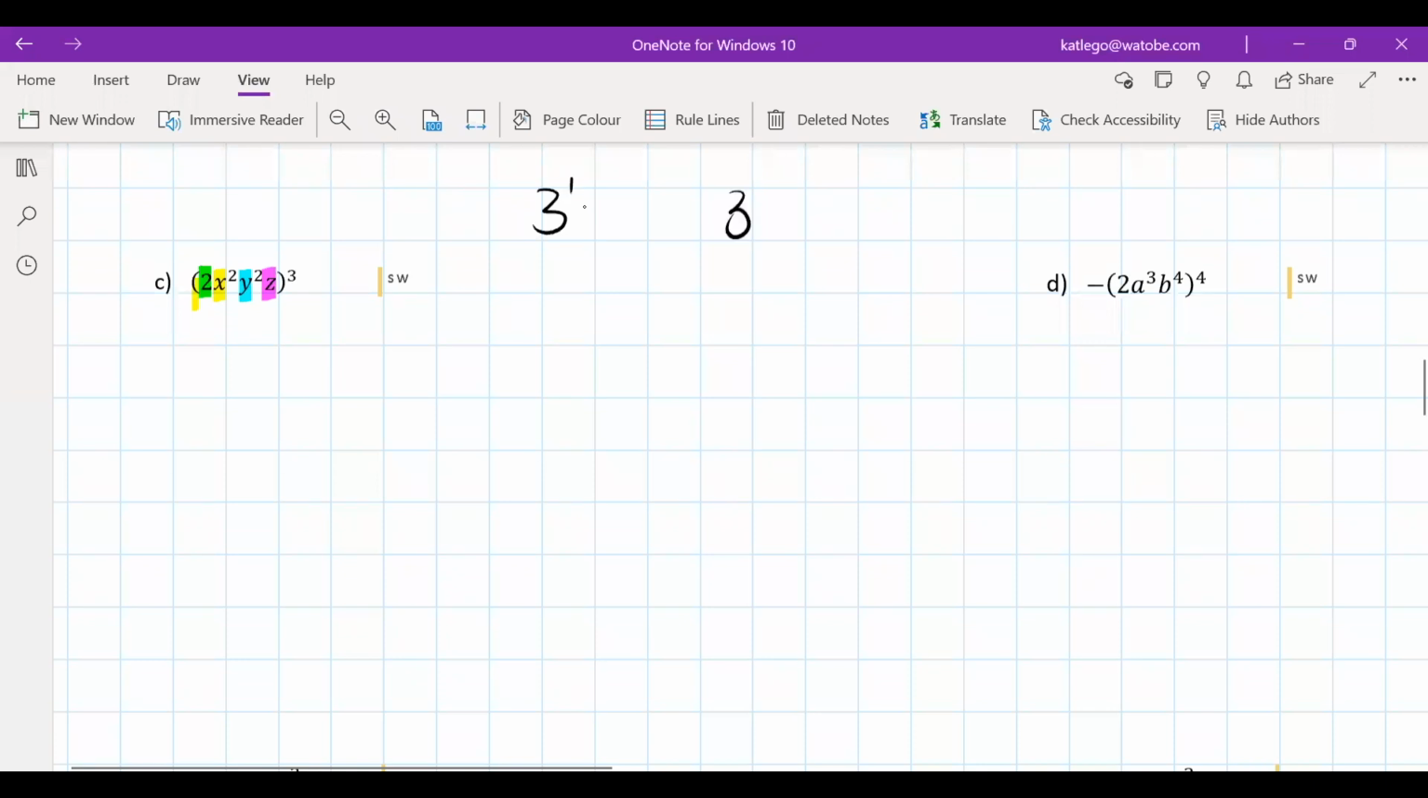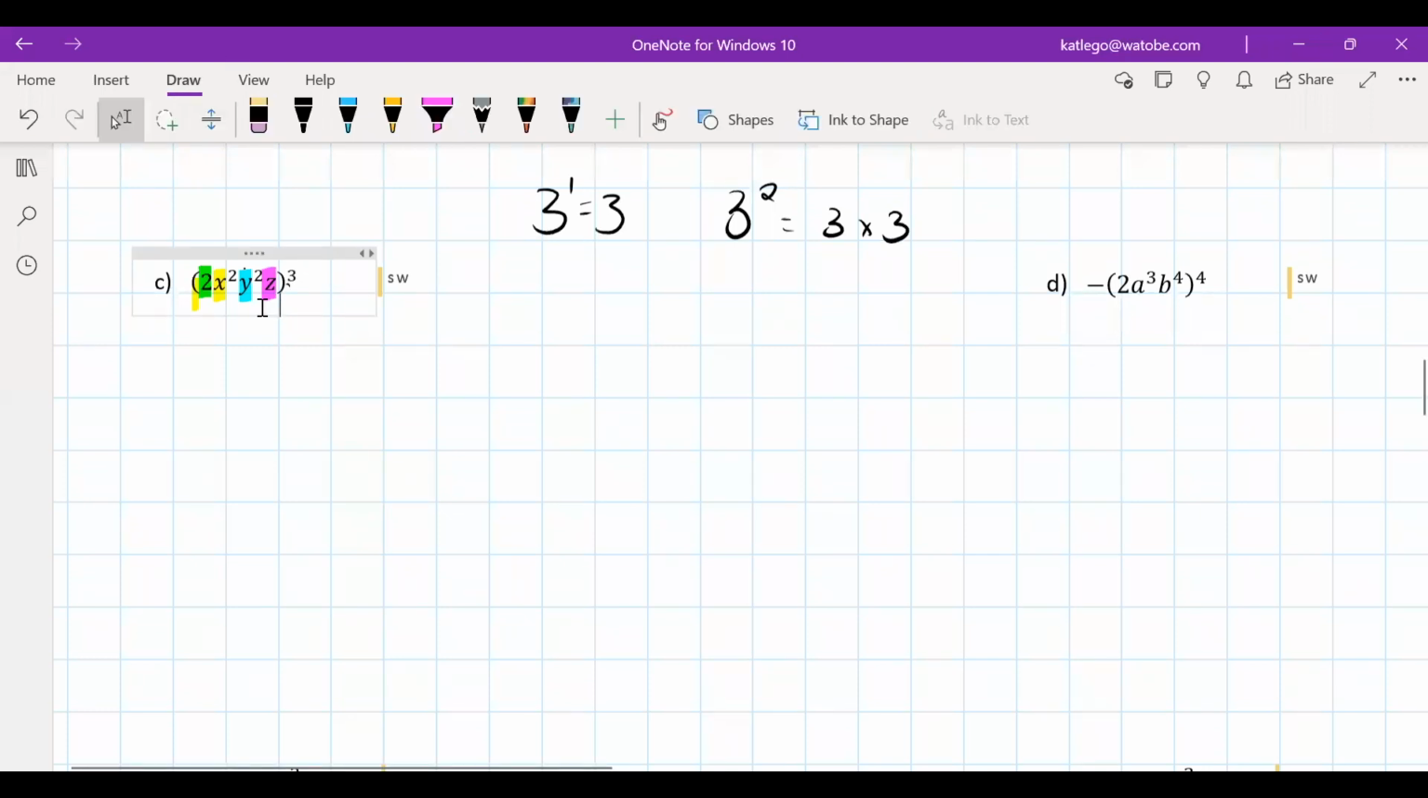Remember, the 3 squared means there's 2 of them, right? Yes, ma'am. If there's nothing there, it means there's 1 of them because it exists. If it was 0, then it wouldn't be there. Can you see? Yes, ma'am. I have zoomed now. But do you understand what I mean? Yes, ma'am. So we have to use the 2. Let's try again.